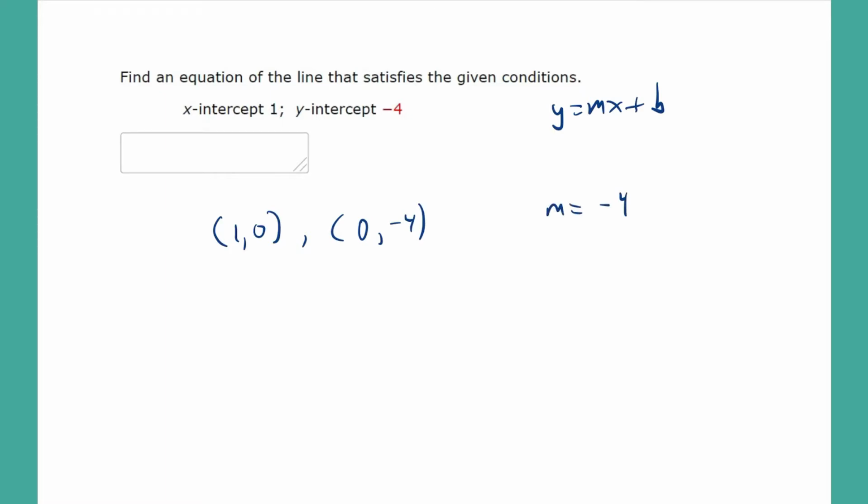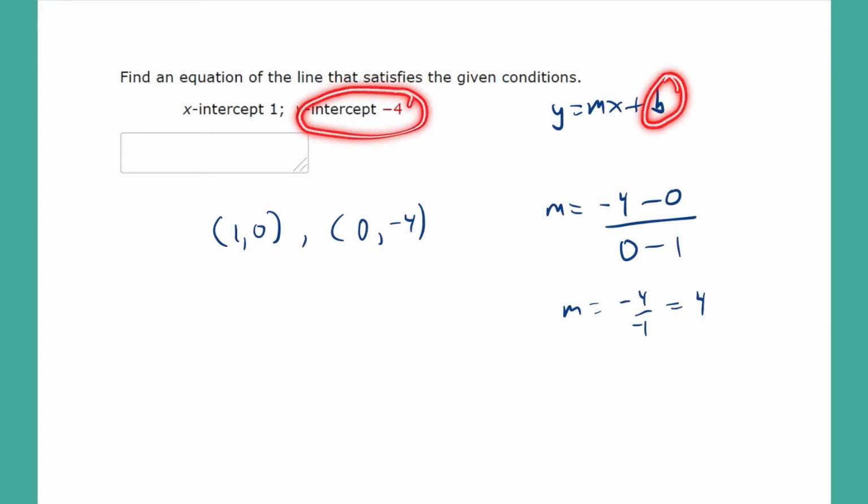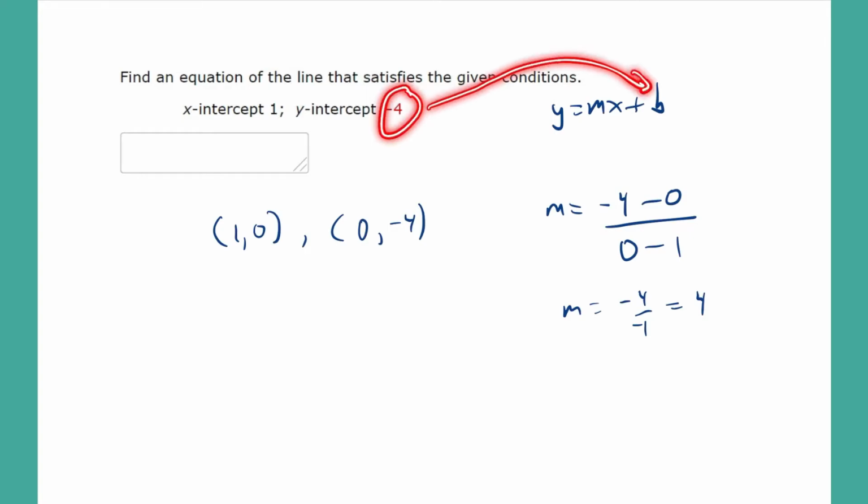The difference in the y's divided by the difference in the x's gives us -4 over -1, which is +4. And we don't really need to do anything for the y-intercept because it's already given to us. So -4 is the y-intercept. So our final answer is y equals 4x minus 4.